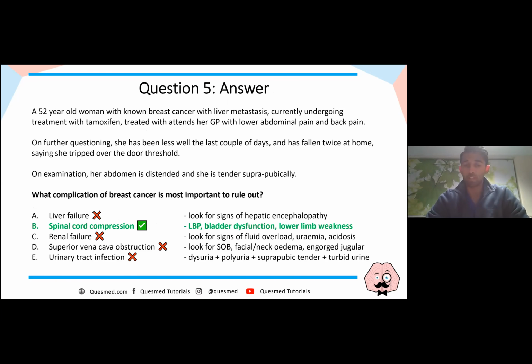Let's just go through some of the incorrect answers. So liver failure, you'd expect signs of encephalopathy, so things like confusion, hematemesis, ascites. Same with renal failure. You're looking here for signs of fluid overload, uremia, metabolic acidosis. SVCO we've been through, and UTIs. I hope none of you put UTI, because it's of course going to present not just with a painful suprapubic area, but polyuria, turbid urine, etc.